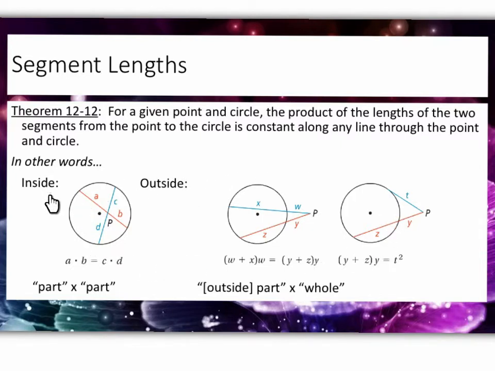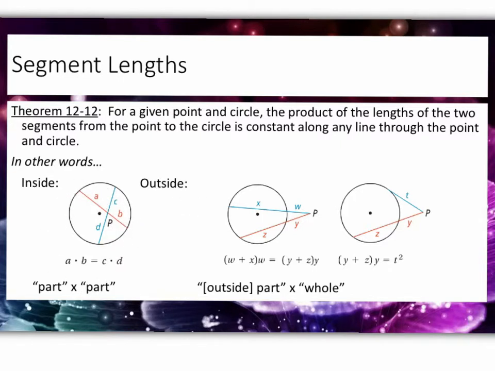If we look on the inside of a circle and the segment lengths are only on the inside of the circle, then we will do part times part equals part times part. So A times B equals D multiplied by C. That's for if it's all inside.